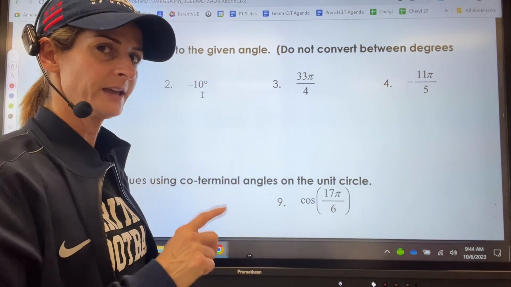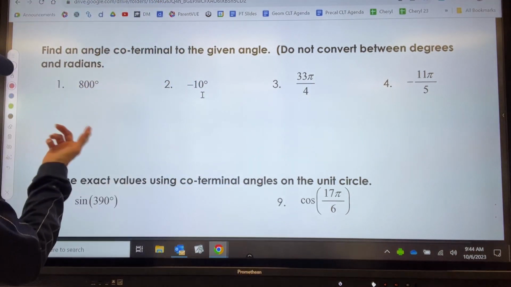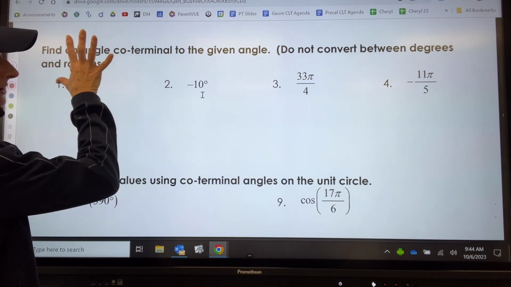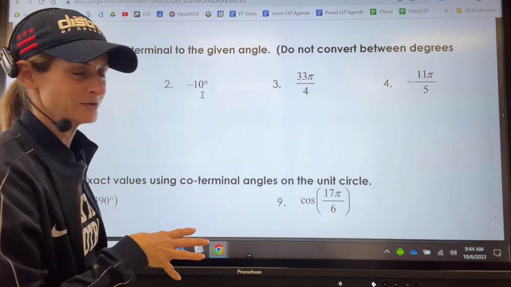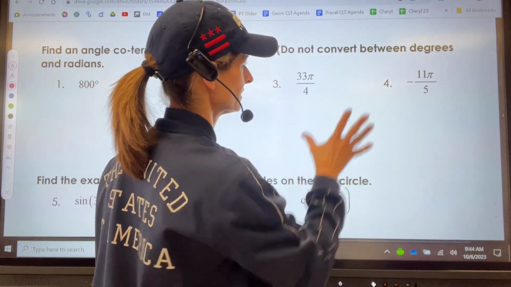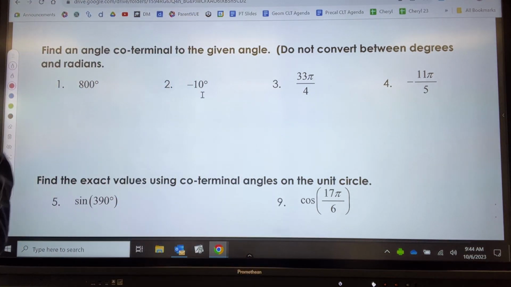Sometimes it's more specific and it gives you an interval. We'll talk about that in just a second. But if the original problem is in degrees, then you want to work in degrees and you want your answer to be in degrees. If the original problem is in radians, then you want to work in radians and you want your answer in radians. So don't convert. So the first one's 800.